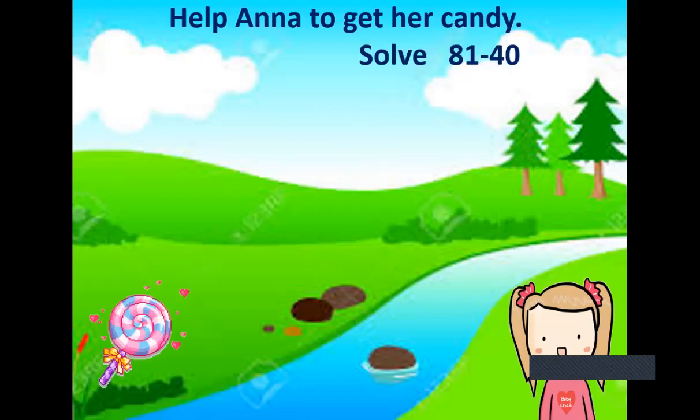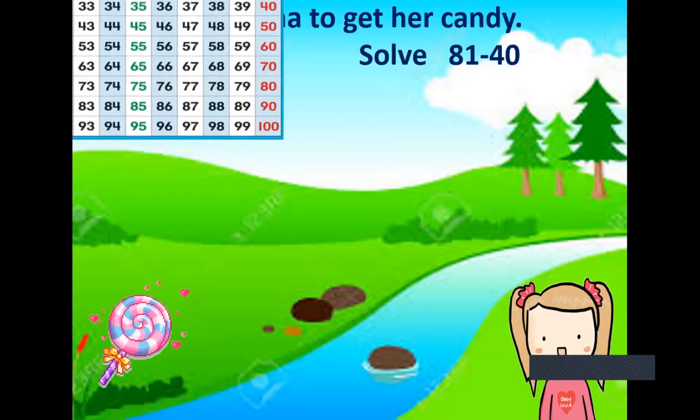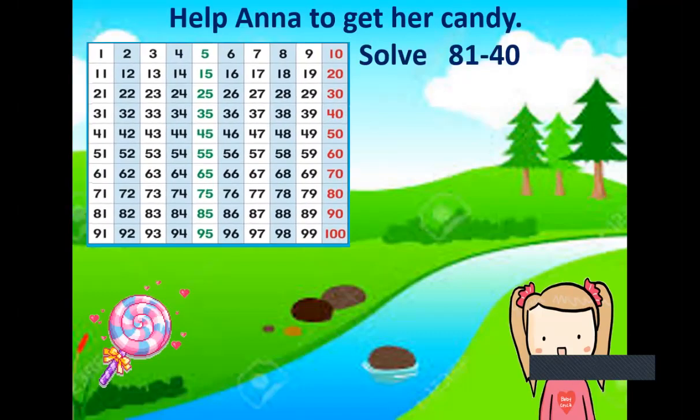Now, look at this girl. Her name is Anna. Help Anna to get her candy. She wanted to solve 81 minus 40. Now we are going to do this subtraction using the number square. We have already learned in the previous lesson that for doing subtraction using the number square, you have to jump upwards.